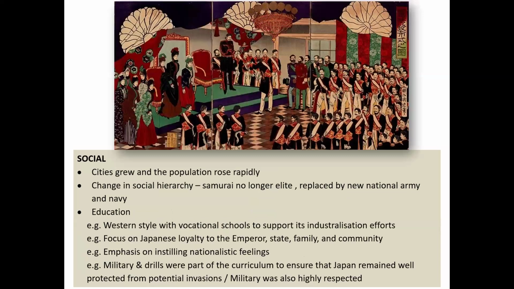Now, in terms of social, you could see that the cities grew, the population rose, and there was a difference in how society is, because you can see that the samurai is no longer the elite, and the army was the one replacing the samurais, and they were opening up and trying to sort of follow how Westerners were. So they had vocational schools. They were very much into nationalist feelings, but they were still having a lot of Japanese loyalty. And a lot of the curriculum was really centered on making sure that the people are still loyal, despite trying to be very modern.